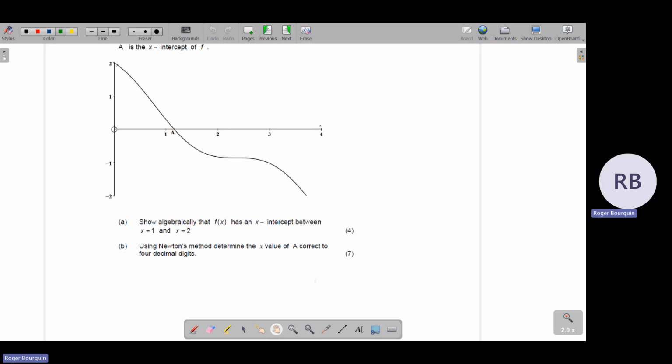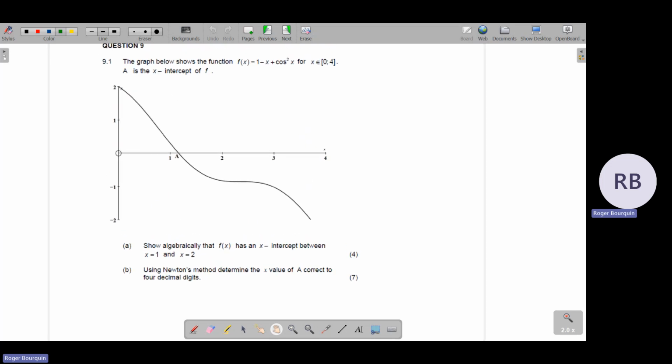Okay, so first of all, and this is a common question, the graph shows a function below, which is f of x is 1 minus x squared plus cos squared x. It's drawn between 0 and 4, and it says, show algebraically that f has an x-intercept between x is equal to 1 and x is equal to 2. So they could do this without a graph. So the principle behind does it have an x-intercept, or does it have a root?